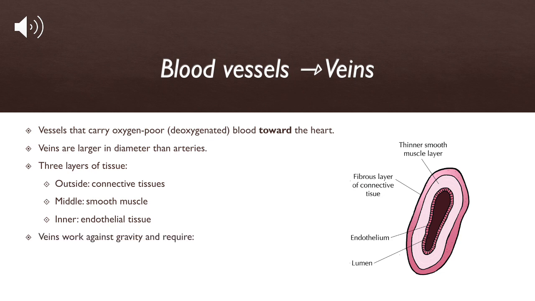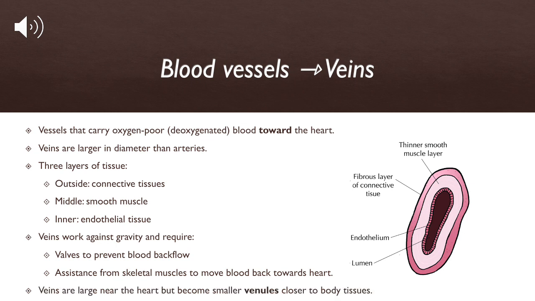Veins work against gravity. Arteries are assisted by the pumping motion of the heart. But if you think about your lower body, your feet, legs, blood moving back to the heart is going to need some assistance. So the veins have 2 structures that help them move blood back to the heart. They have these periodic valves. Valves allow blood to move in one direction, but they'll prevent blood from flowing back towards your feet. And then the veins also rely on your skeletal muscles to help move blood back to the heart. So just simple movements, the muscles will push against the veins and push that blood back towards the heart.